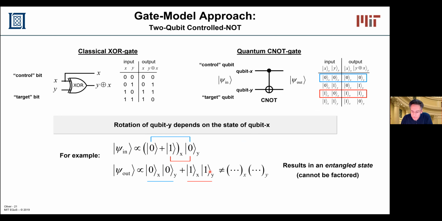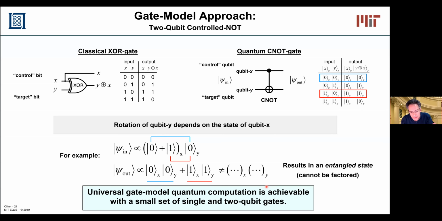And this is quite interesting, right? Because although we started in a state which we could factorize into an X component cross a Y component, after this operation, we can no longer do that. 00 plus 11 is an entangled state, and it cannot be factorized into an X component tensor product a Y component. And so this two-qubit gate is also known as an entangling gate for this reason. So this is just an example of a single and a two-qubit gate. And with these, again, you can combine different single and two-qubit gates to form a universal gate model quantum computation.